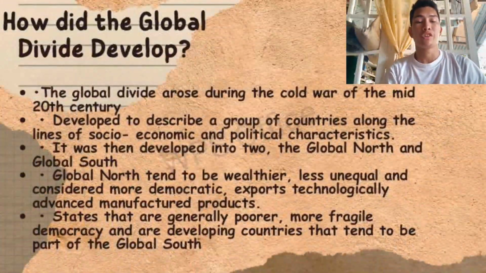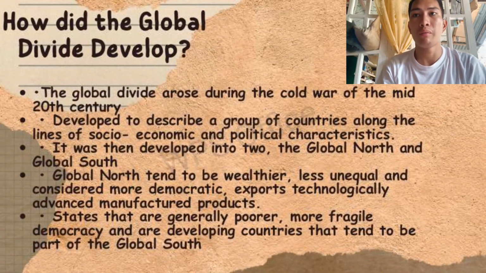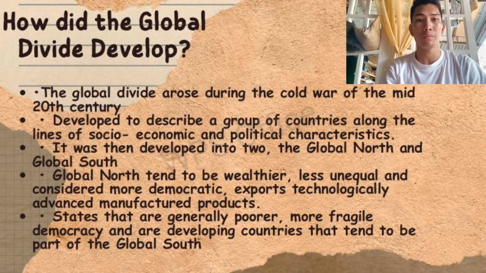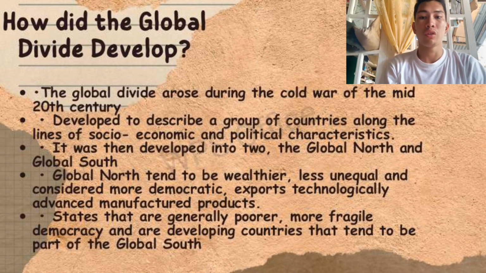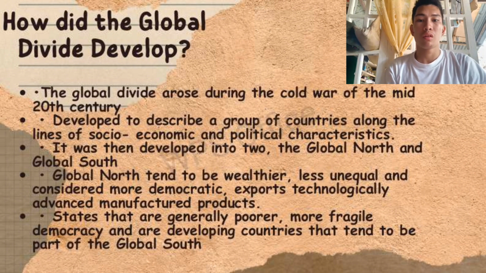So, I'm RJ Ken Tyler, and my topic is how did the global divide develop? So, why did the global divide happen? There are a lot of reasons or causes of the global divide, and here are only two reasons. First is the issue of slavery, the issue of balance and empowering the federal government.